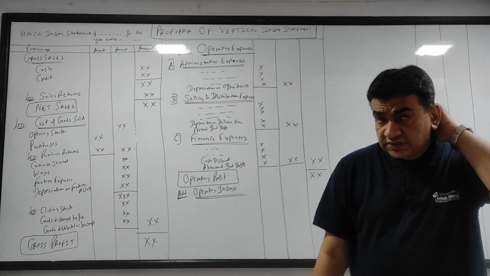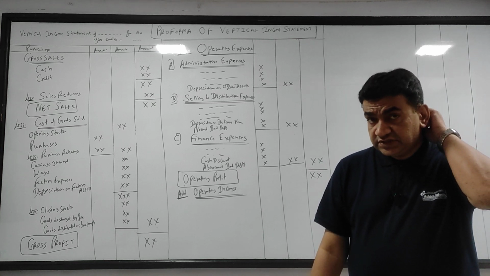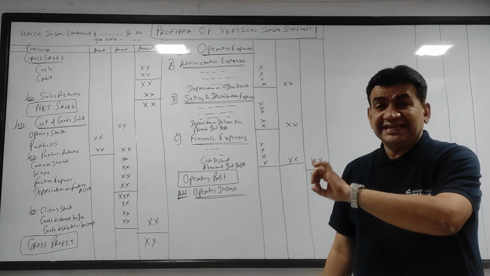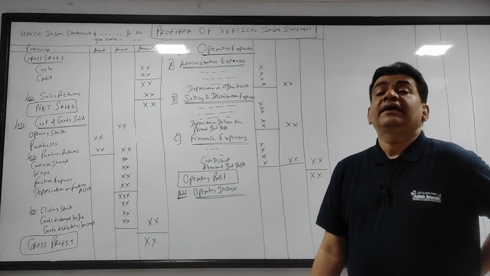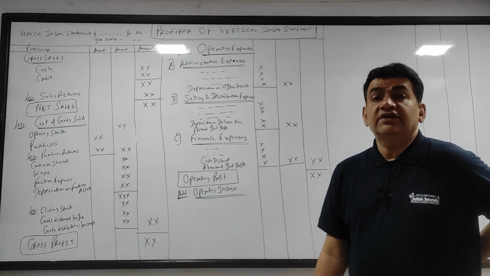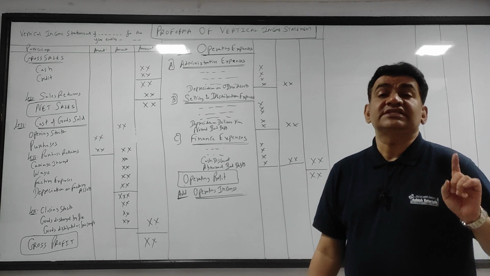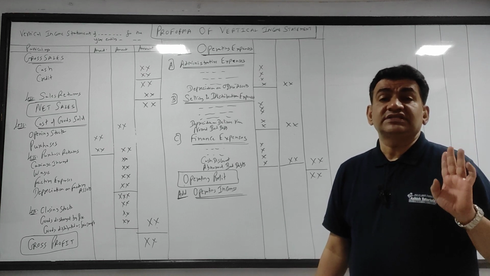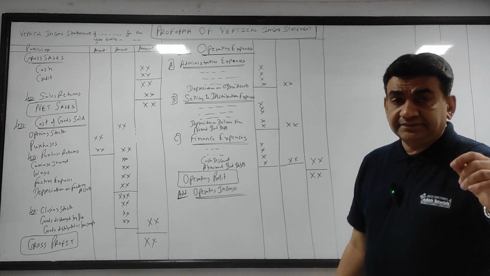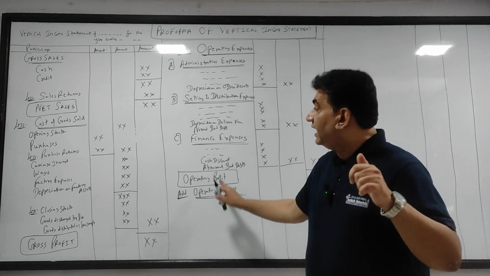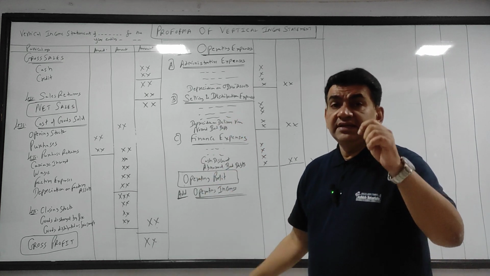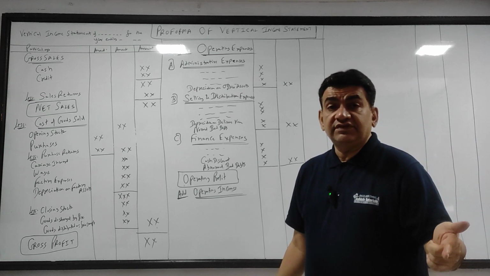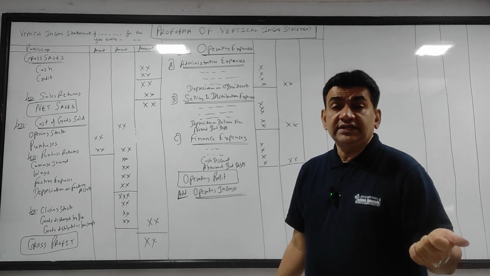Operating incomes are those incomes which appear on the credit side of the P&L and they are connected with your regular business activity. Like discount received, commission received, royalty received.